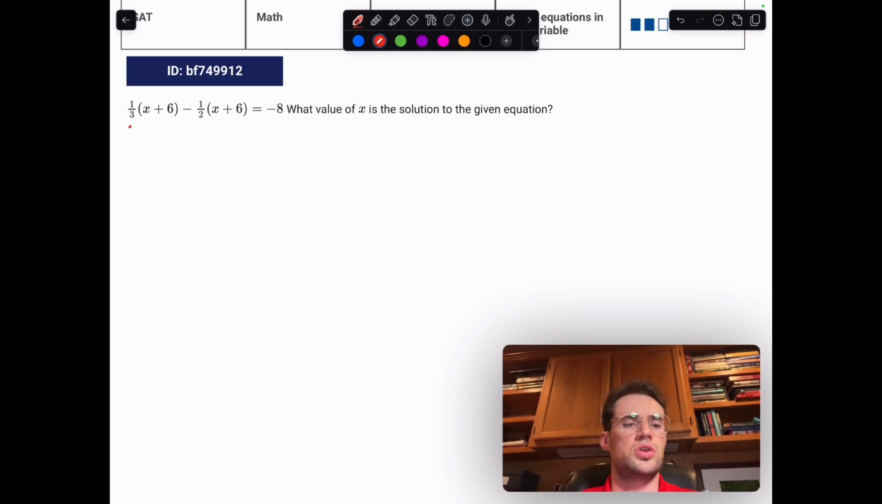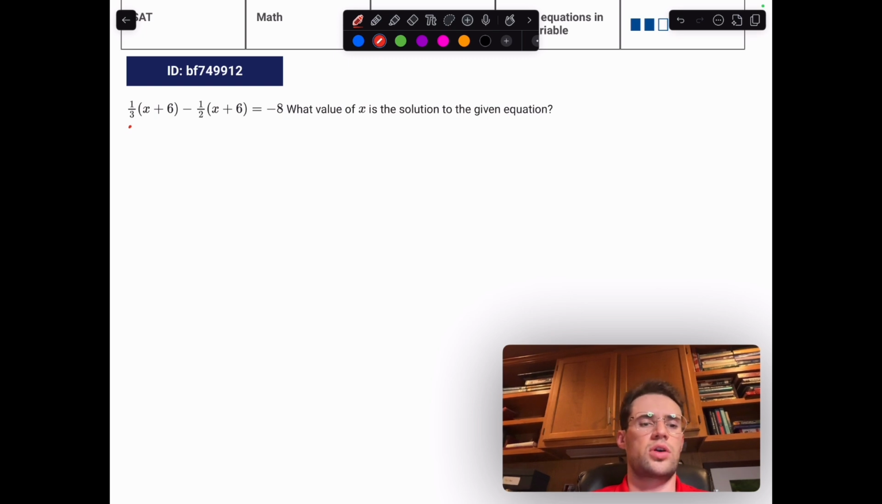So there are a couple ways you could do this one. You could distribute the 1/3. So you could do 1/3 times x, 1/3 times plus 6. And you could distribute the negative 1/2. Make sure you distribute that negative as well, like that.